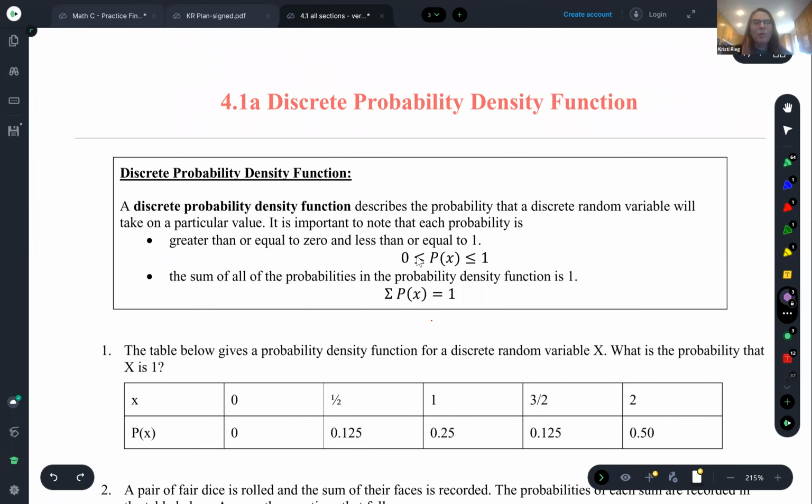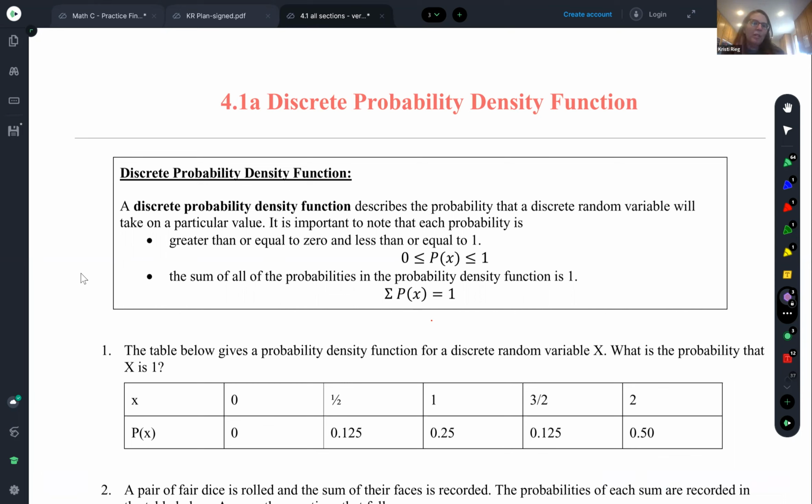Okay. So here we go with discrete probability density functions. I would say 90% of this is going to be a review video from chapter 3 stuff, but with different vocabulary and maybe a little different perspective on it, but the concepts will be very similar. We're going to start off with a discrete probability density function, and that's what we've been working with.